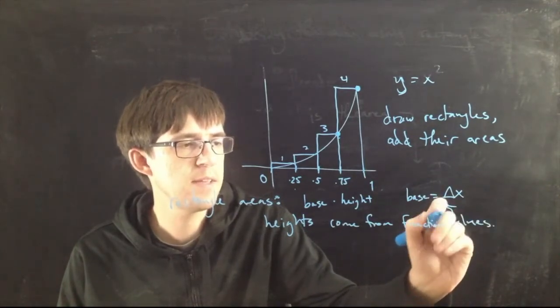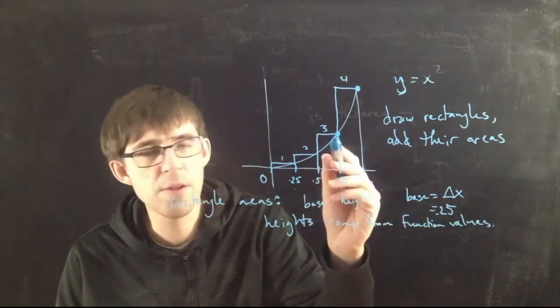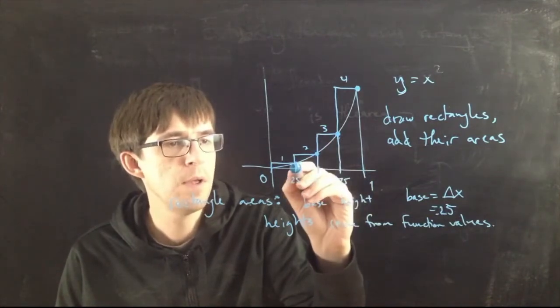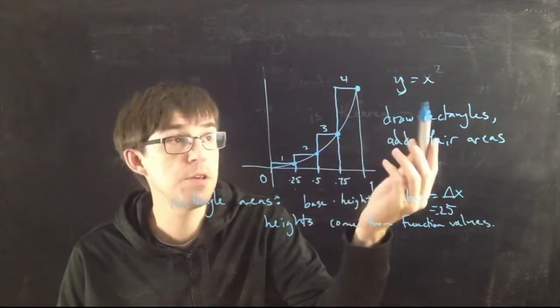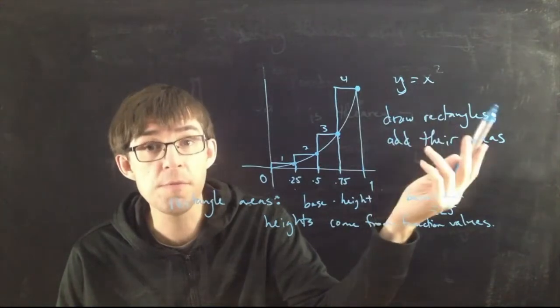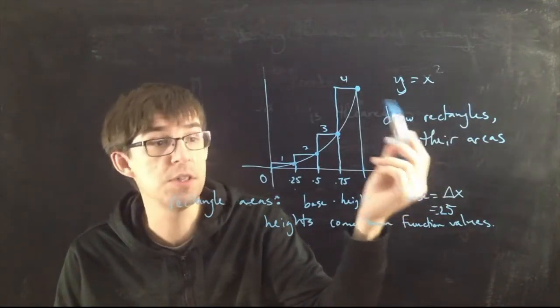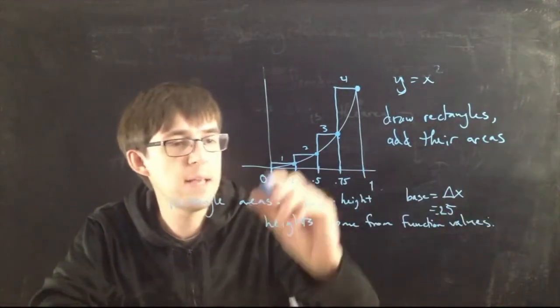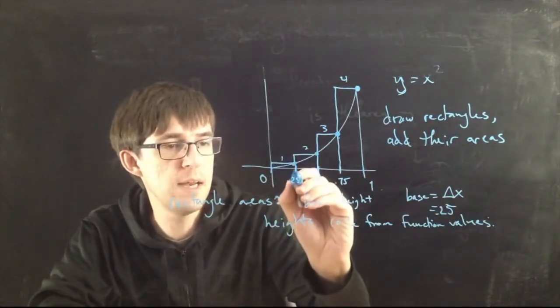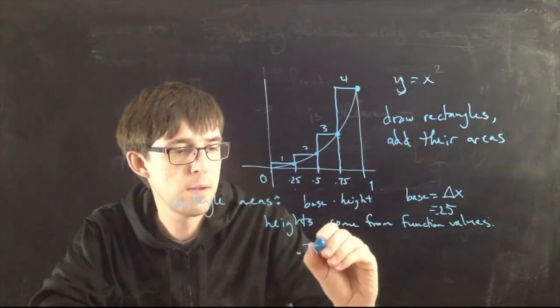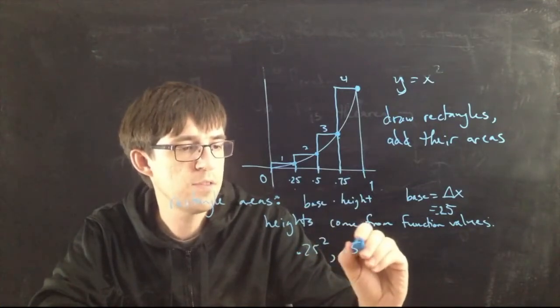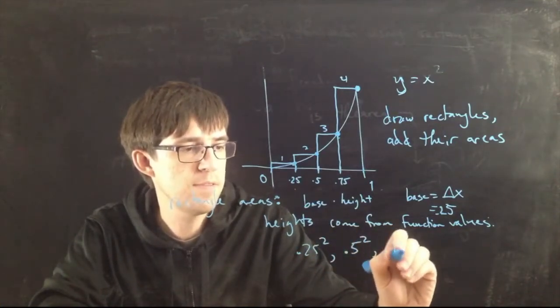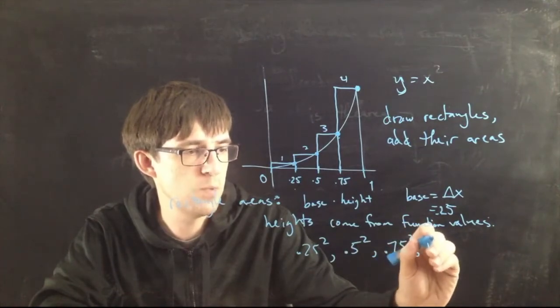Because the height of each rectangle here is determined by the y value where it hits the curve, and where it hits the curve is determined by the formula for the function, whatever the function is. In this case, it's y equals x squared. So my heights in this example are given. The first height is 0.25 squared. The next height is 0.5 squared. The next height is 0.75 squared. And then the last height is 1 squared.